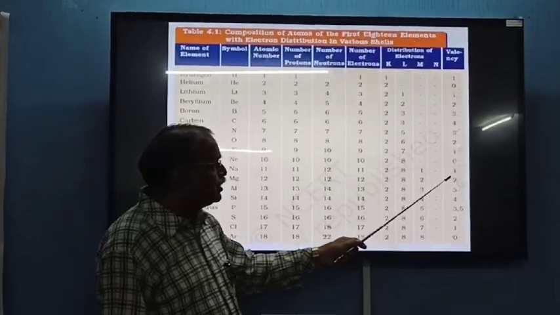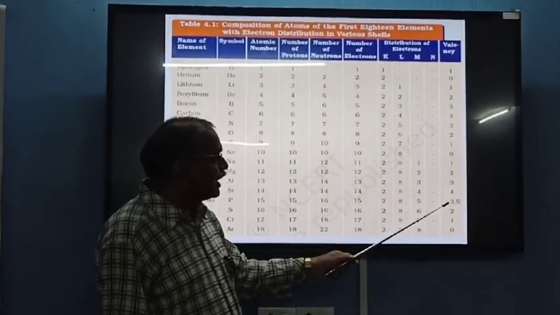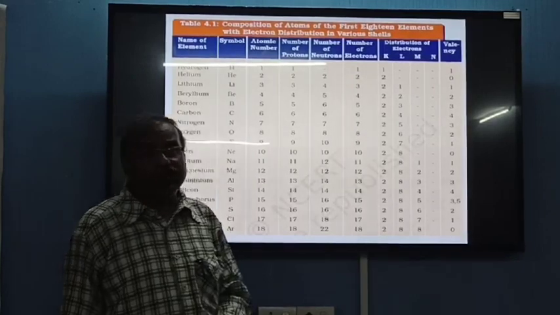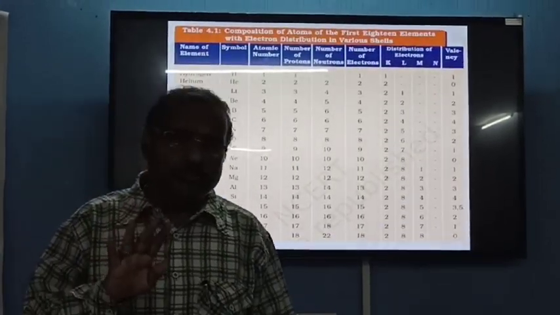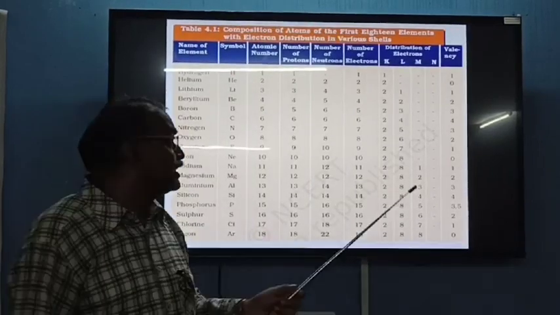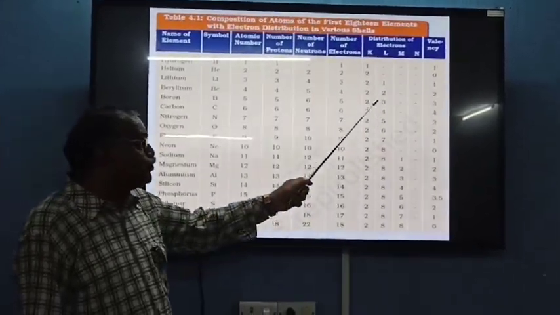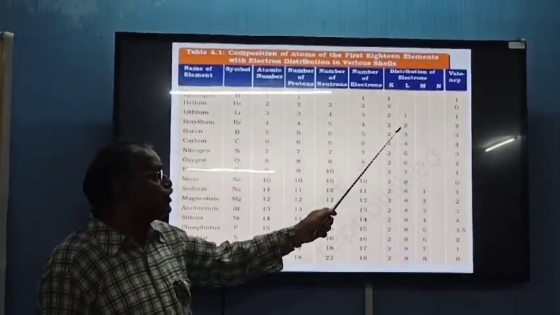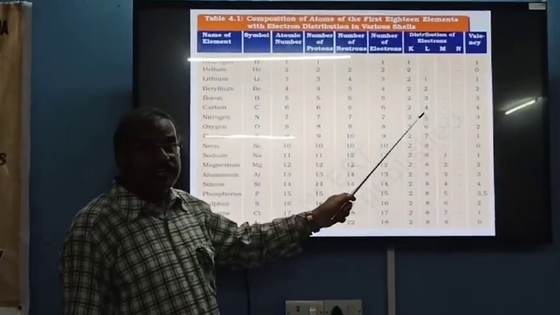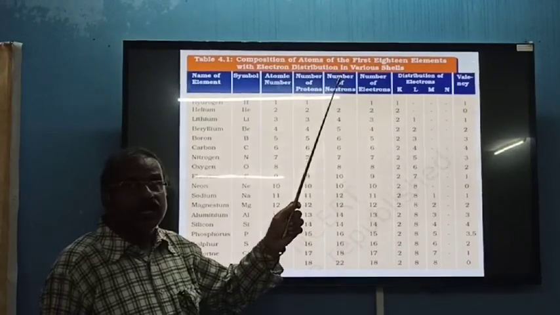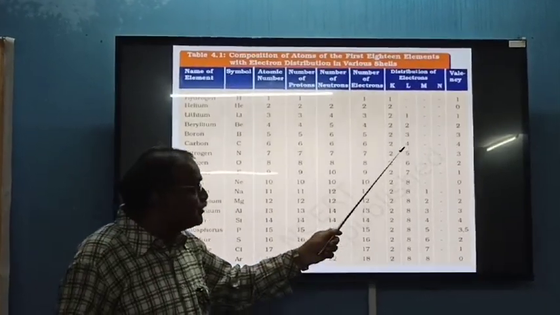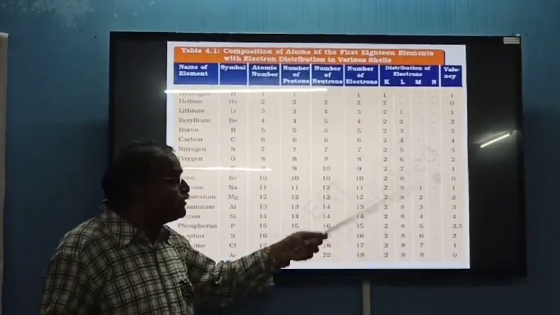So either 1, 2, 3, 4, or again 3 to 1, which means the maximum valence is only 4. If the valence shell contains up to 4 electrons, either 1, 2, 3, or 4, their valency is the same number. If the valence shell contains more than 4 electrons, then valency is 8 minus that number.